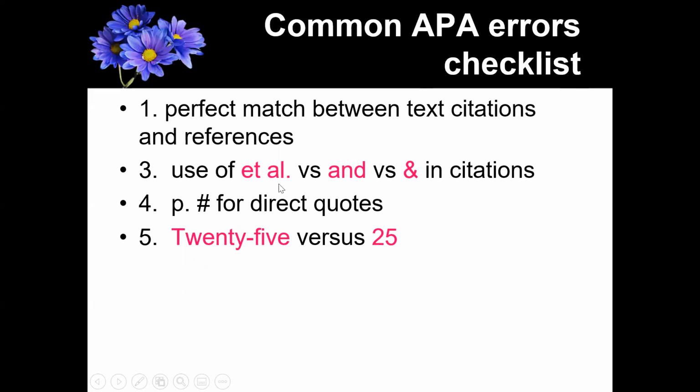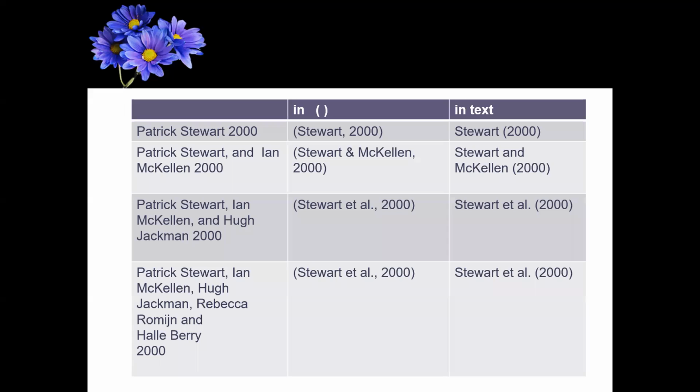Remember that's for the in-text citation, not for the references page. Also for the in-text citations, remember that if you give the names outside of parentheses, you're going to say "and." If it's in parentheses, you're going to use the ampersand symbol. If you do use a quote, which I would discourage you from, make sure you include a page number. And then lastly, you're going to use the digits instead of writing out, like, 25. Okay.